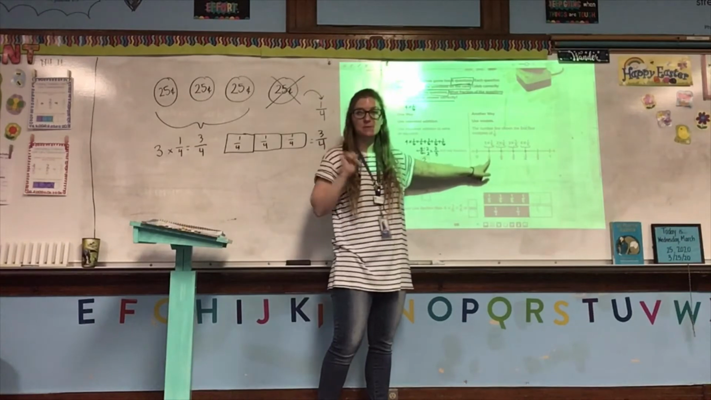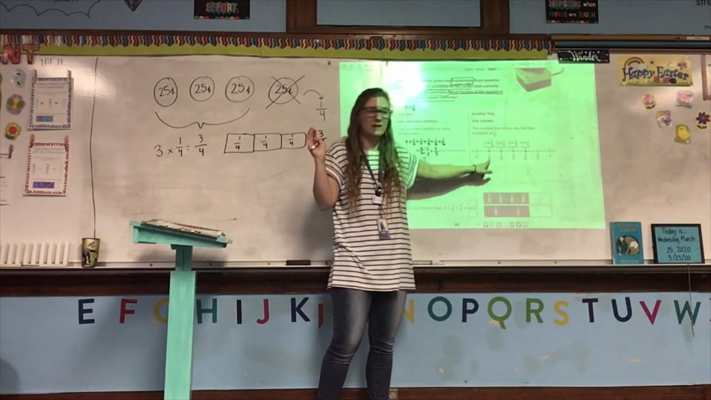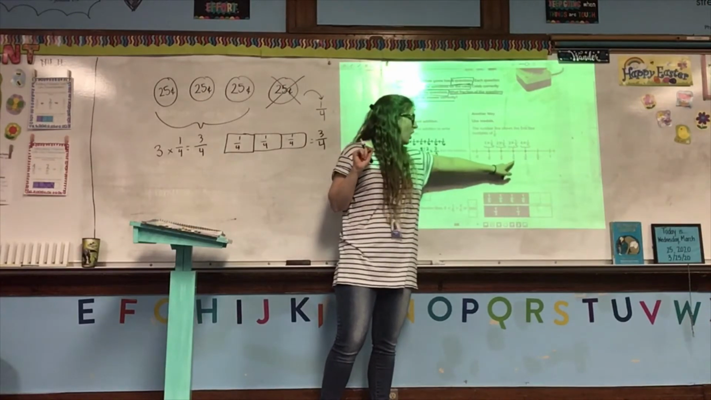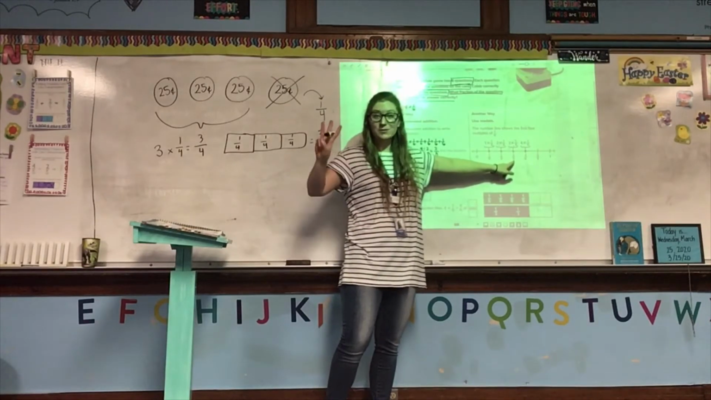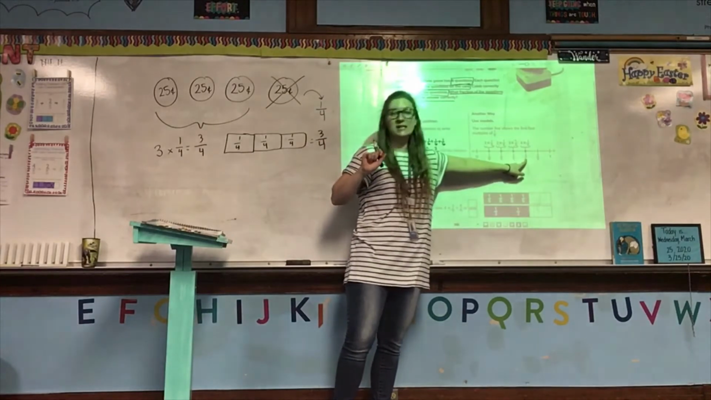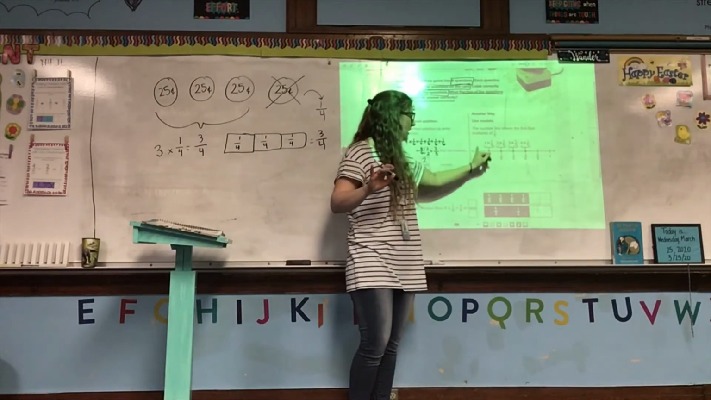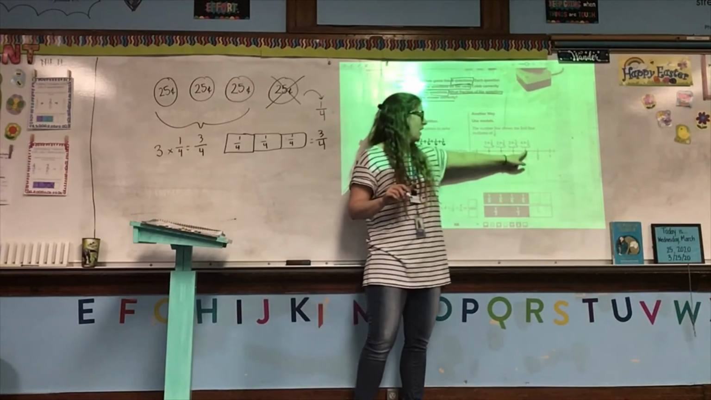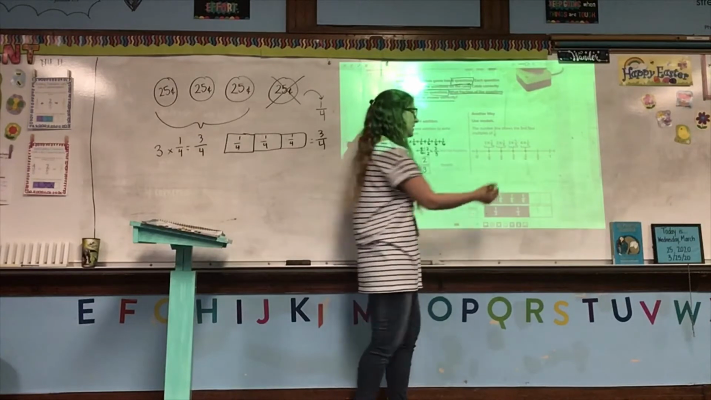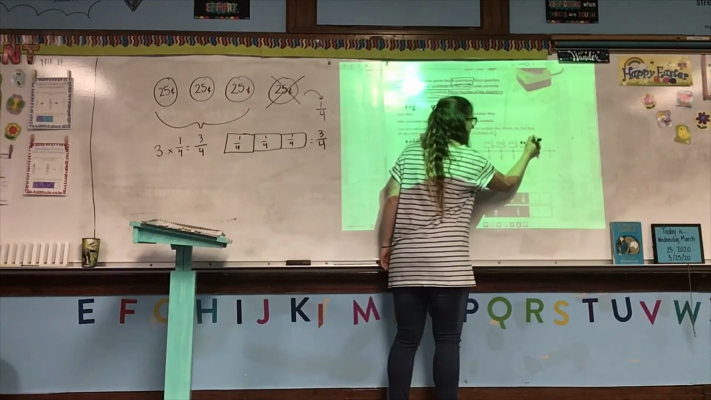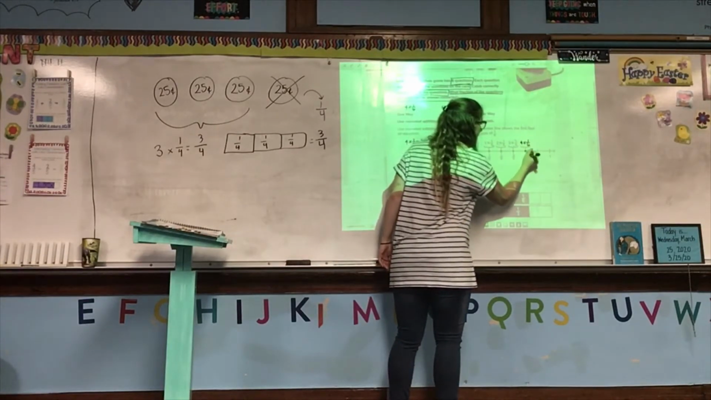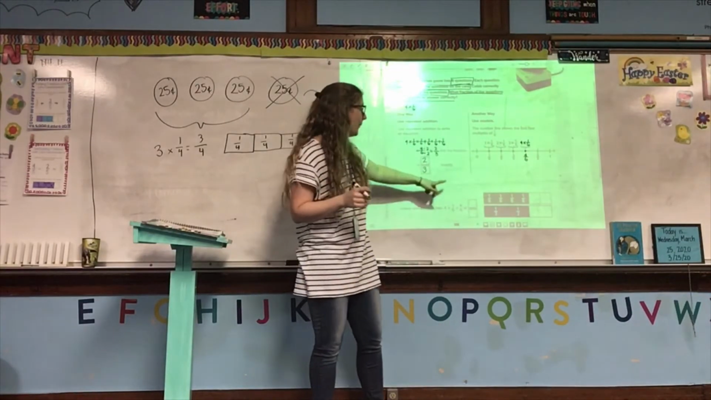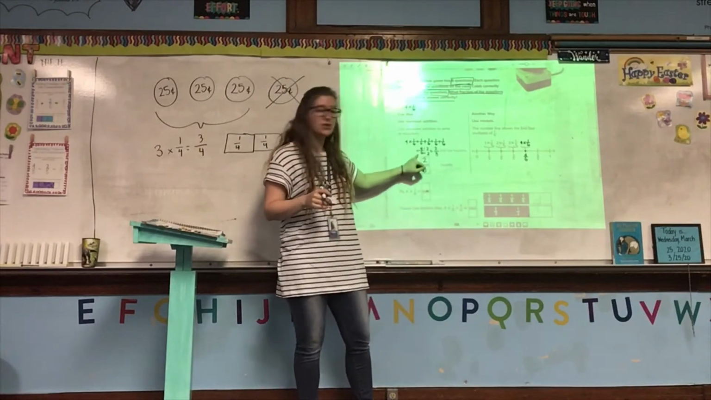We have 1/6 times 1, because we only did it once. We have 1/6 times 2, because we repeated it twice. We have 1/6 times 3, because we repeated it 3 times. And we have 1/6 times 4, because we repeated it 1, 2, 3, 4 times. So we know once we got to 4 times 1/6, we landed on 4/6. So again, we know that 4 times 1/6 equals 4/6.